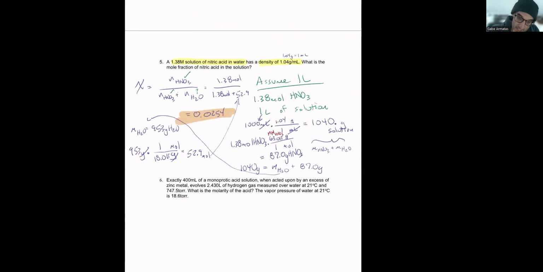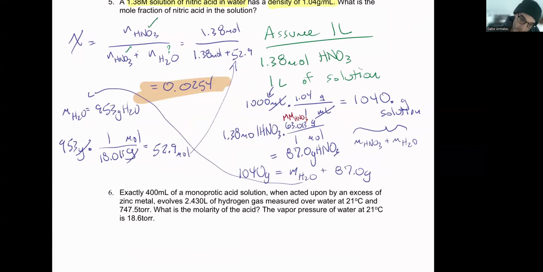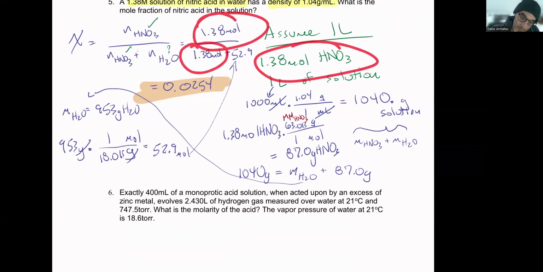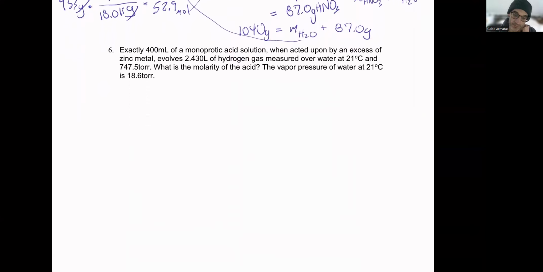Okay, so to recap, we assumed 1 liter. That gave me moles of HNO3 right away. I figured out that mils can be converted into grams. Density allows you to go between grams and mils of volume and mass. I have 87 grams of acid and 1,040 grams of solution, allowing me to figure out the total mass of water. And then we can convert that to moles. Problem solved.